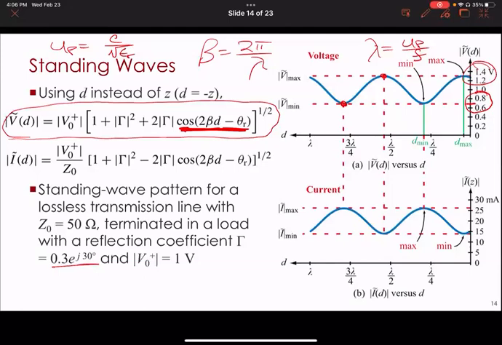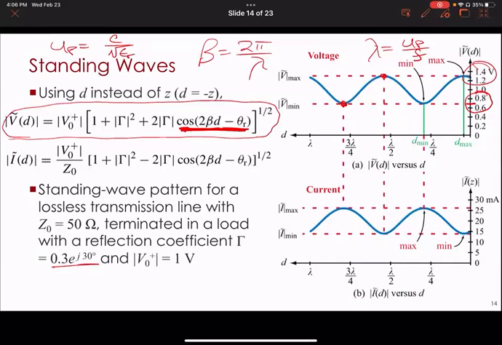So then we come over to beta. Beta is 2 pi divided by lambda. That'd be 2 pi divided by 0.1, or 20 pi radians per meter. Now we got beta. So we know V0 plus, typically, as long as we know ZL and Z naught, we know gamma. We just figured out what beta is. We know theta r, the only one left is d.